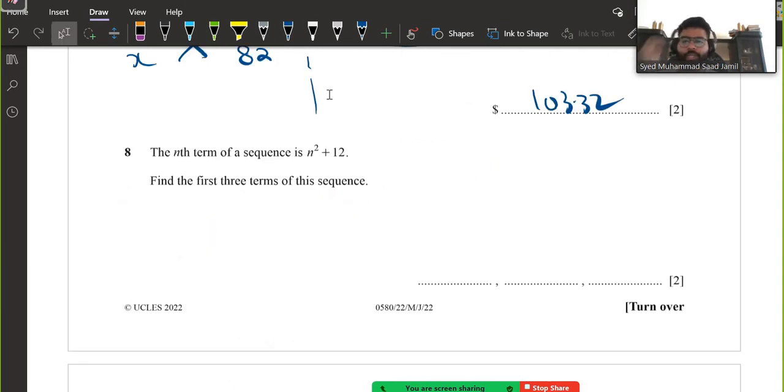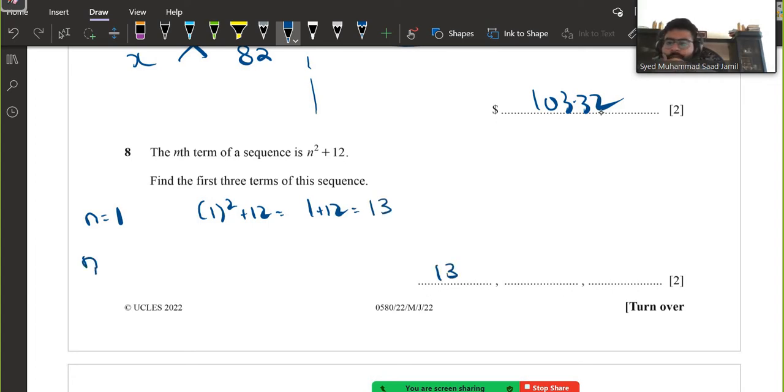Moving on to question 8, it says the nth term of a sequence is n square plus 12. Find the first three terms. Very simple. In place of n, just write down 1, 2, 3 because they're asking the first three terms. So when n is equal to 1, you write 1 square plus 12. So that's 1 plus 12, it's 13.